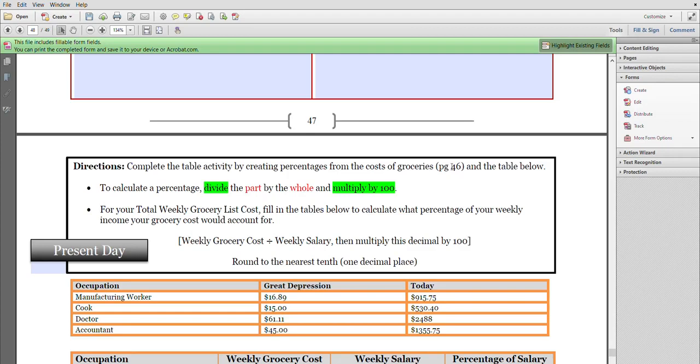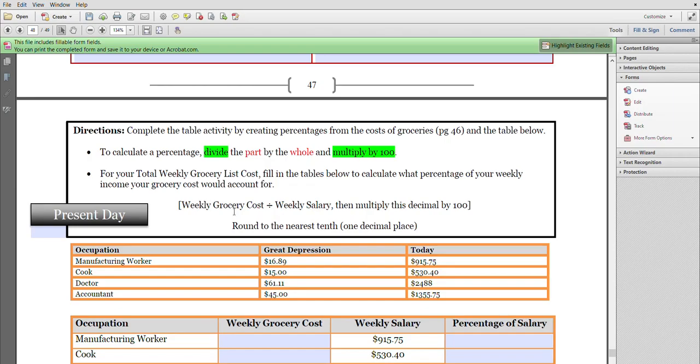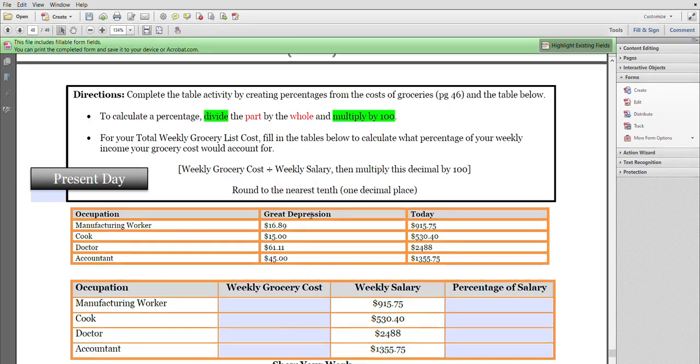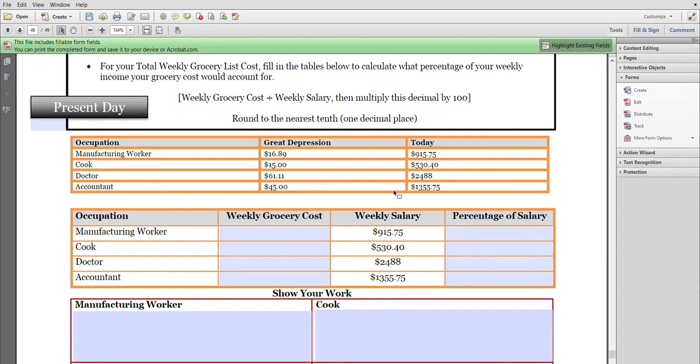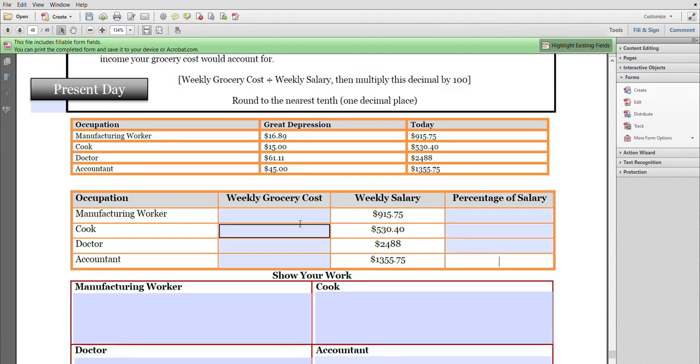Directions for present day are the exact same. You're going to calculate a percentage, divide the part by the whole, and multiply by 100. For your total weekly grocery costs, fill in the tables below and calculate what percentage of your weekly income your grocery cost would account for. Okay, and reminder, that's weekly grocery cost divided by weekly salary, and multiply this decimal by 100 and round to the nearest tenth. So, what's the weekly grocery cost present day of a manufacturing worker, cook, doctor, and accountant? And then what's the percentage of the daily salary?